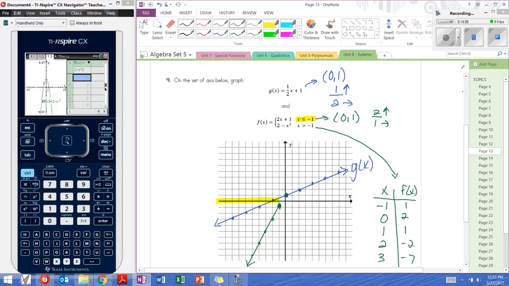So let's continue on. And I'm going to graph (-1, 1), (0... No, I put that in the wrong spot. (-1, 1) is right here. (0, 2), (1, 1), (2, -2), and (3, -7).